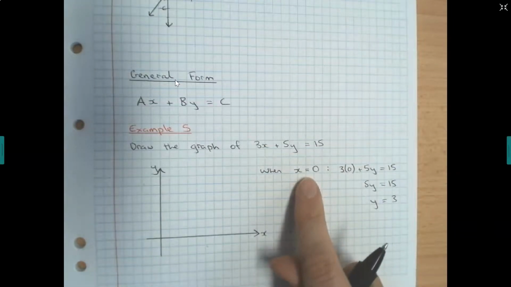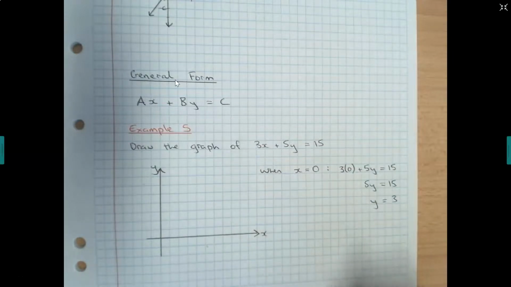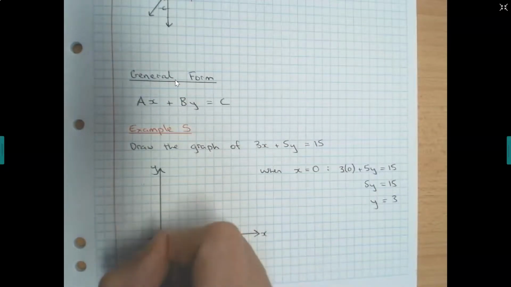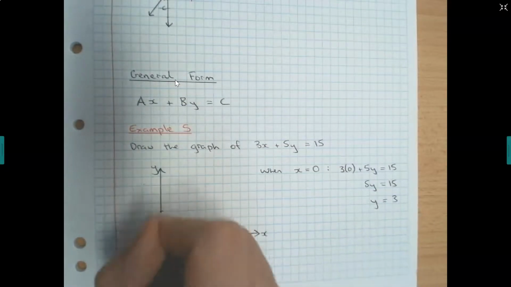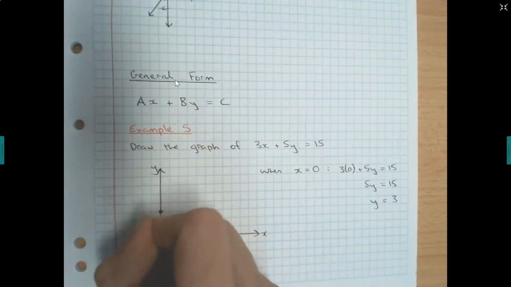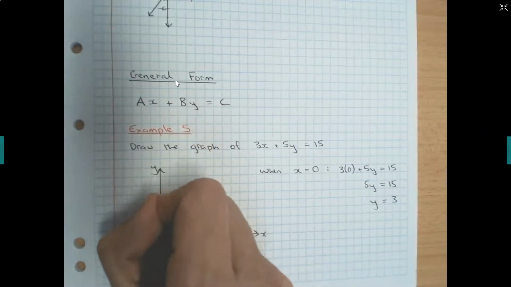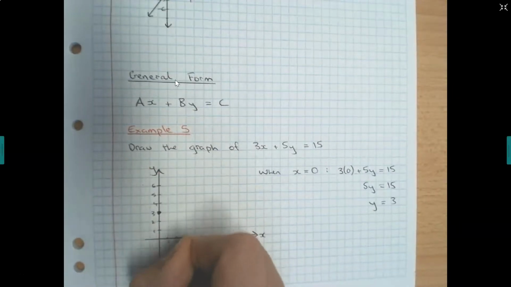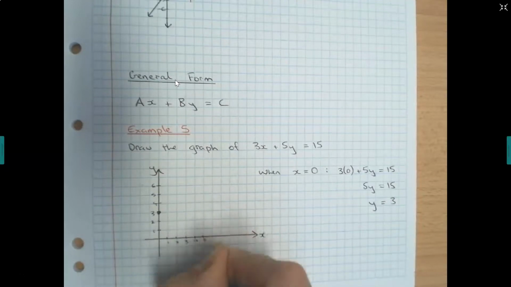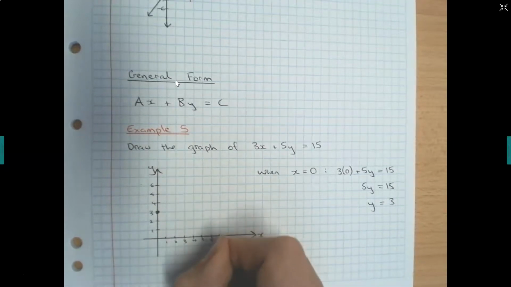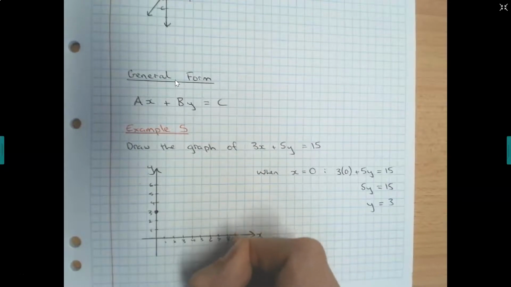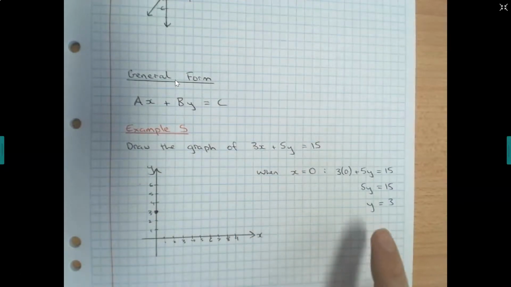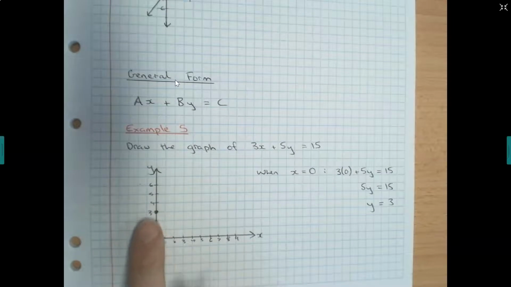So I've determined the point. I know that when x is equal to 0, y is equal to 3. So when x is equal to 0, y is equal to 1, 2, 3. So I'd be able to plot that point. Just let me finish putting these in. So my y-intercept is 3, and that's when x is equal to 0.